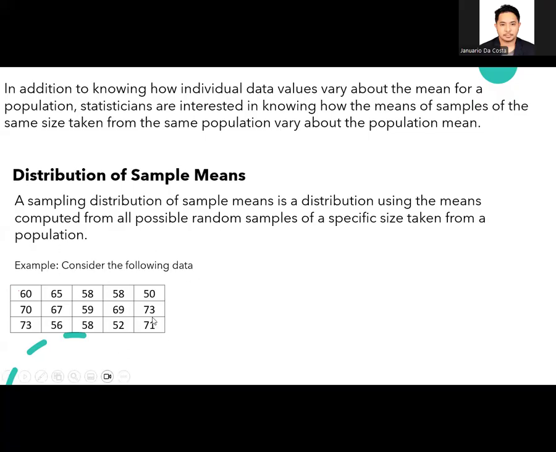Imagine this is the population, okay? Just forget about that. I'm trying to explain a concept here. Imagine this is the population.